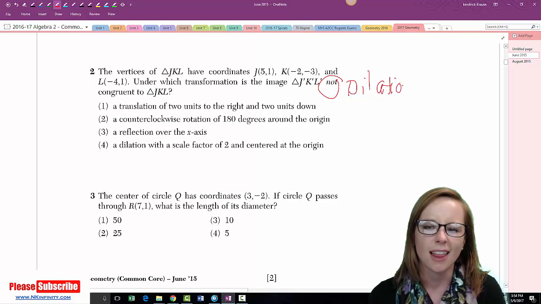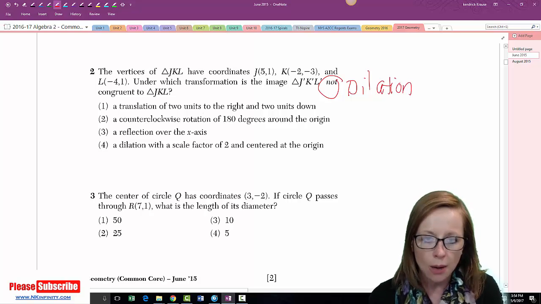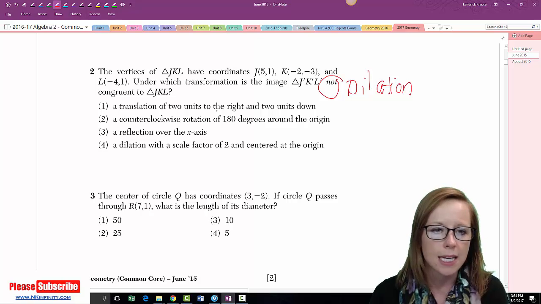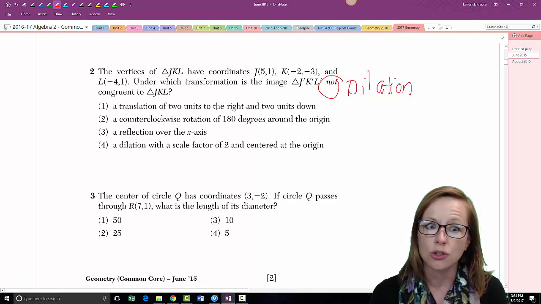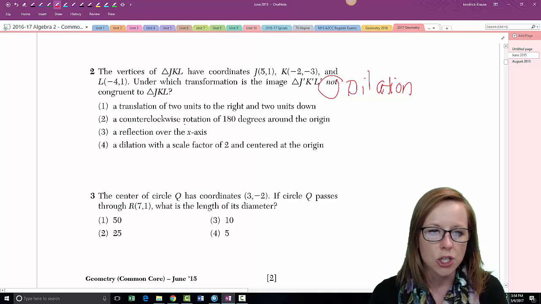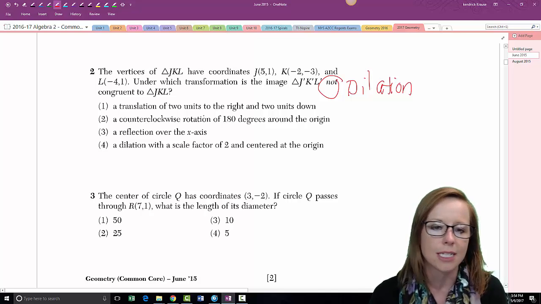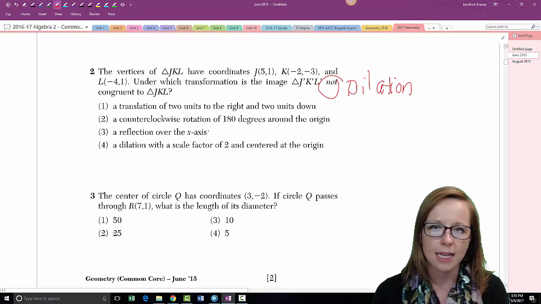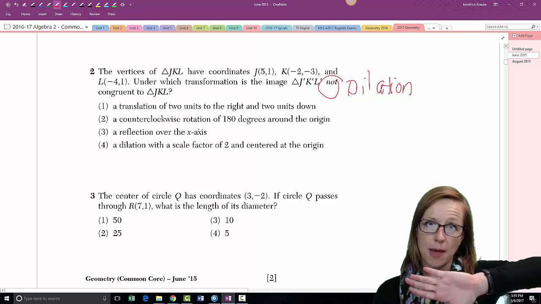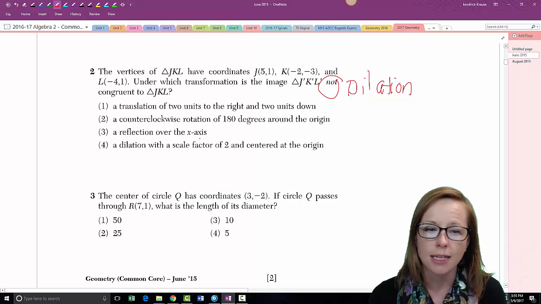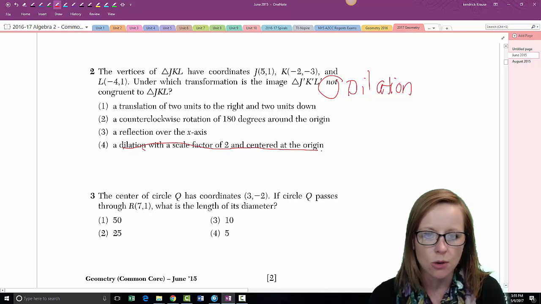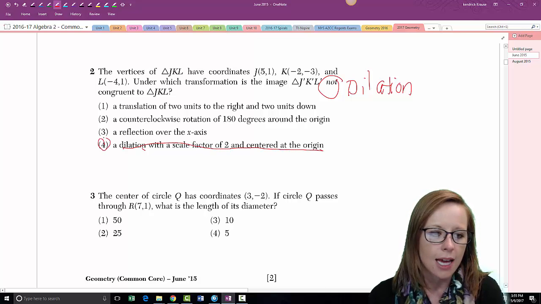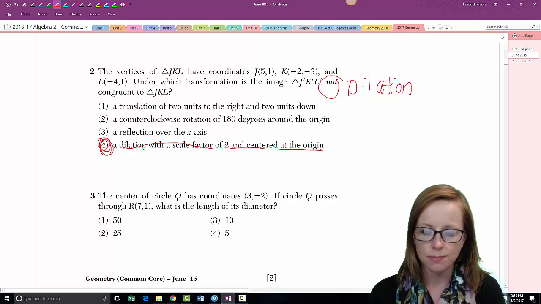I'm thinking dilation. So now I'm going to just look at my choices. Translation, that's a congruence transformation. It doesn't change the size of the triangle. Counterclockwise rotation, again, you're just turning it around. It does not change the size of the triangle. A reflection over the x-axis, you're just taking something and you're flipping it. You're not changing the size. A dilation with a scale factor of 2 centered at the origin. That is not a congruence transformation.